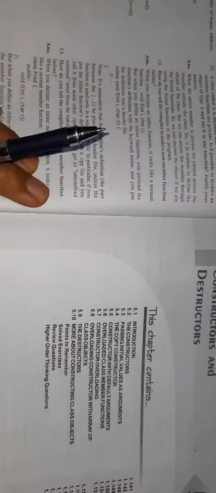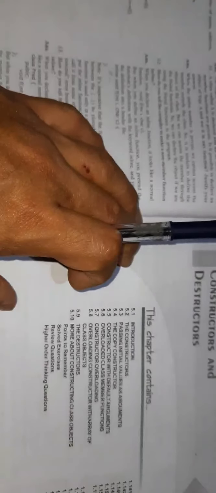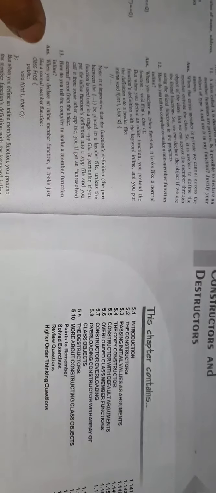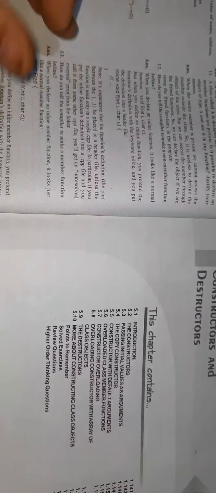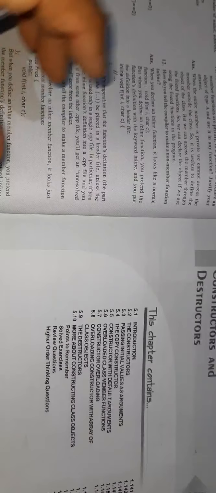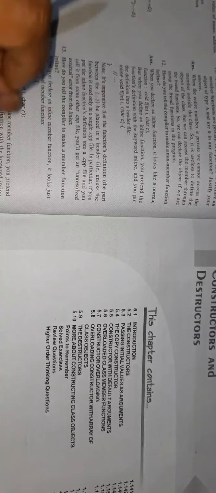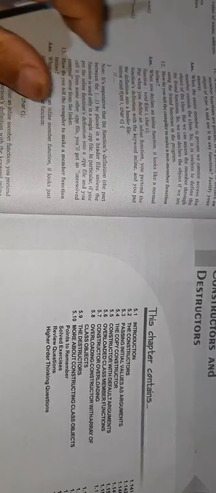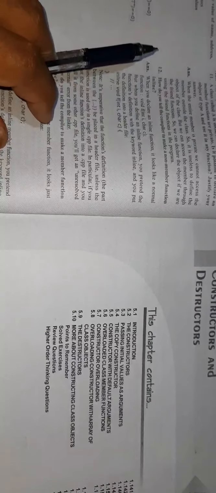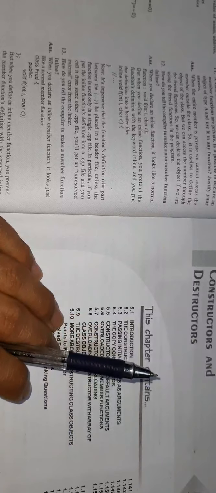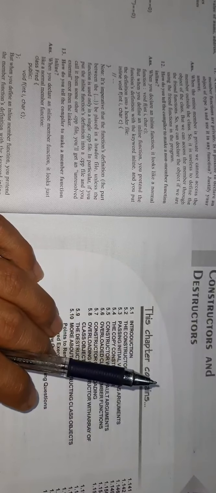Now, how are constructors and destructors related to what you have learned previously? As I told you before, try to understand the first chapter and the second chapter, that is object-oriented programming concepts, and especially classes and objects, which is very important for you to understand. Then the rest of the chapters will become much easier. So, constructors and destructors.